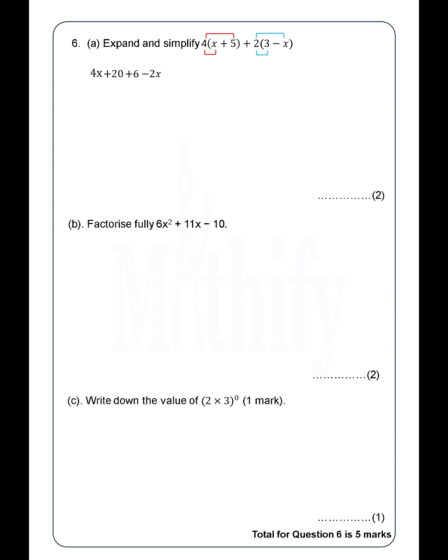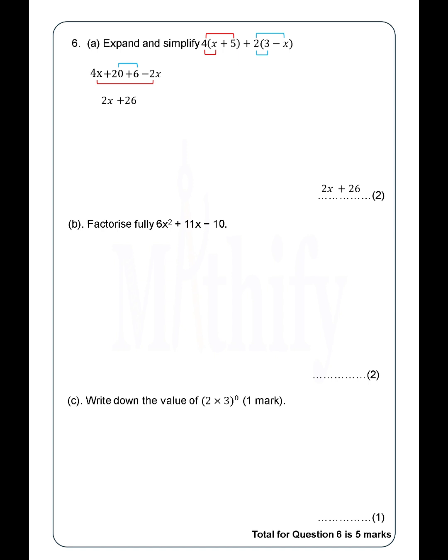Now simplify and collect the like terms. 4x minus 2x is 2x. 20 plus 6, plus 26. So the answer for question 6a is 2x plus 26.